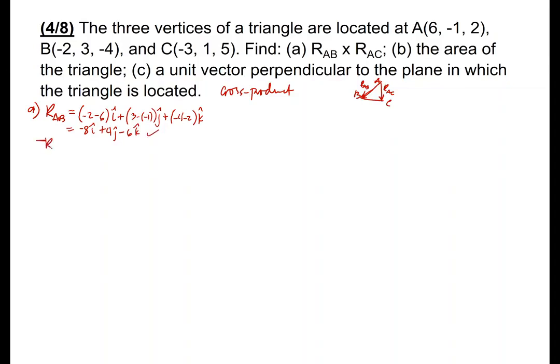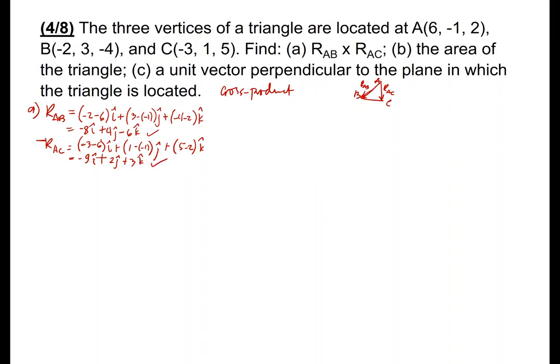Then you have RAC, which follows the same pattern. You have negative 3 from your point C along x, then minus 6, so negative 9 for your i, plus 1 minus negative 1, that's your j, which is 2, plus 5 minus 2 along the z axis. So you have negative 9i plus 2j plus 3k. Okay, so you have your RAC.